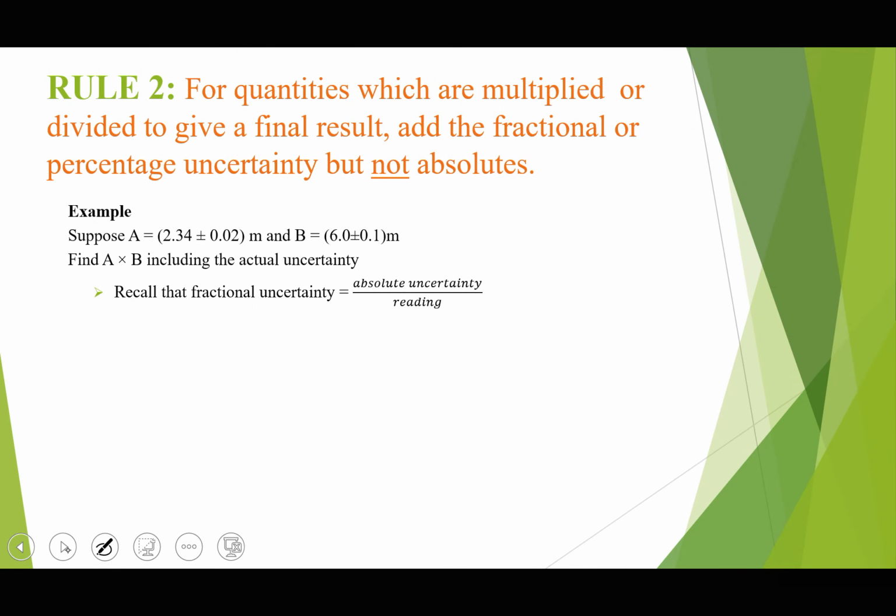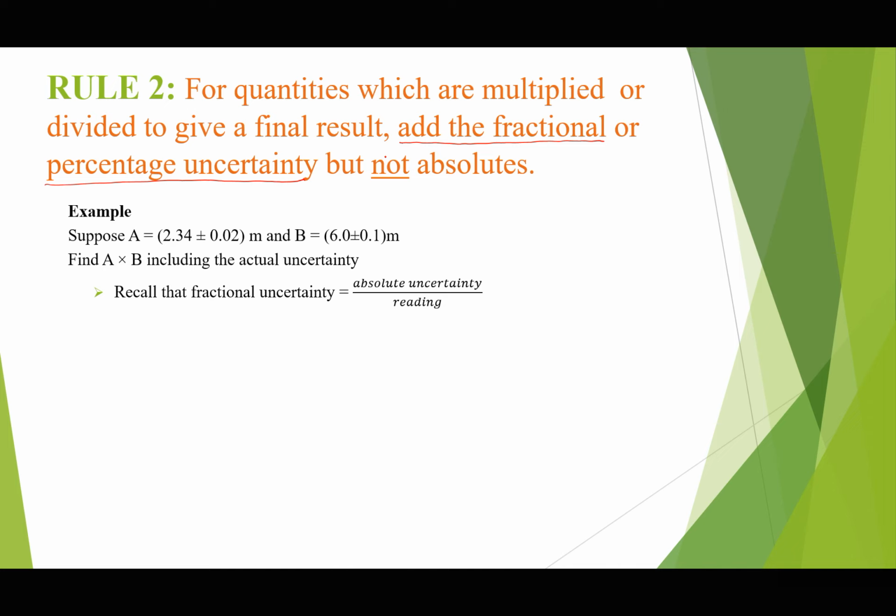Rule number 2, and what is deemed to be the most important rule. For quantities which are multiplied or divided to give a final result, we shall always add the fractional or percentage uncertainties, but note, I've even underlined it, we shall not add the absolute uncertainties. Whenever we are faced with a multiplication and division, we shall only add fractional or percentage uncertainties.